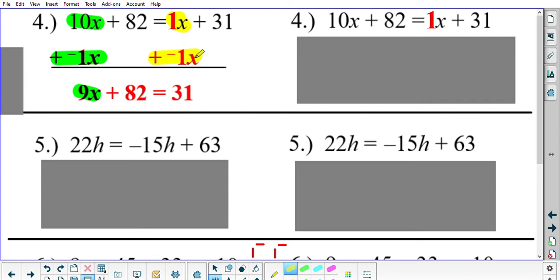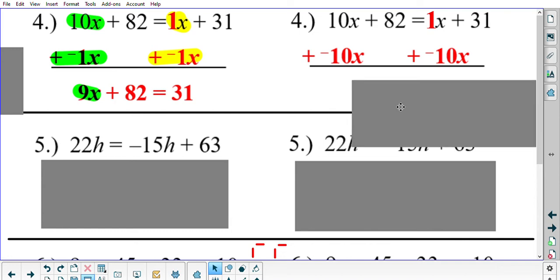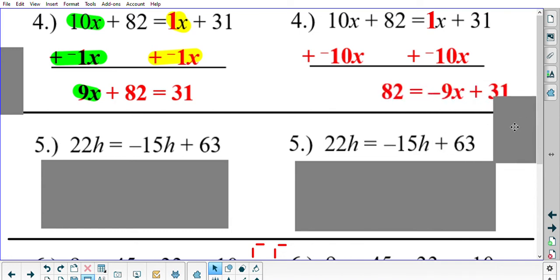Now, the other way of doing number 4, you could have added by negative 10x to both sides, which would then give you 82 equals negative 9x plus 31. Do I care which way you do it?